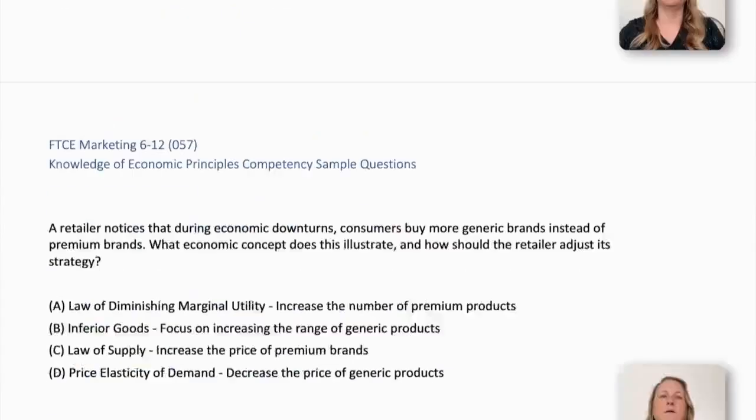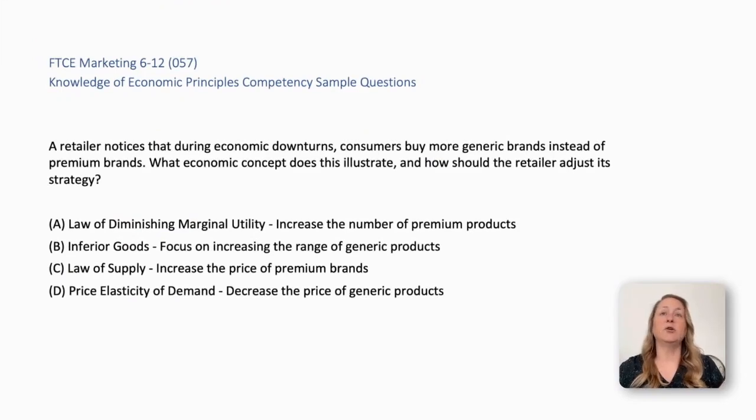A retailer notices that during economic downturns, consumers buy more generic brands instead of premium brands. What economic concept does this illustrate, and how should the retailer adjust its strategy? A. Law of diminishing marginal utility, increase the number of premium products. B. Inferior goods, focus on increasing the range of generic products. C. Law of supply, increase the price of premium brands. Or D. Price elasticity of demand, decrease the price of generic products.